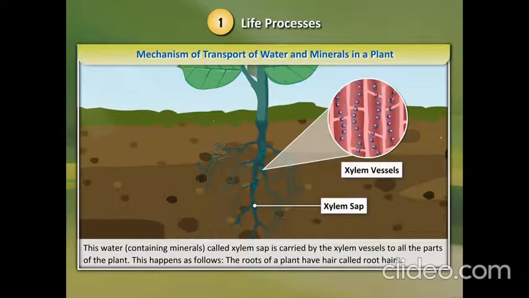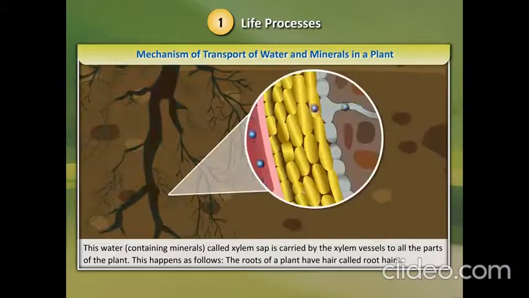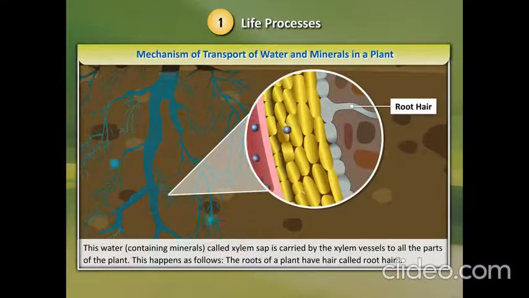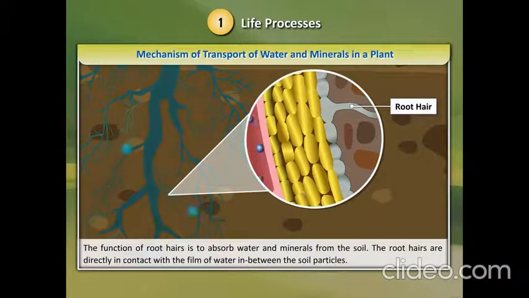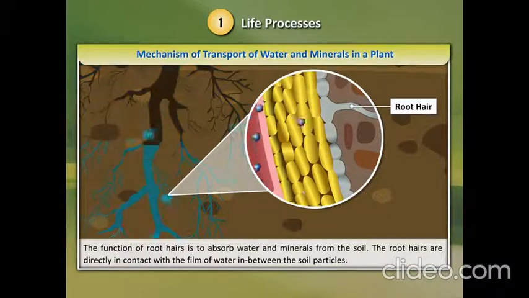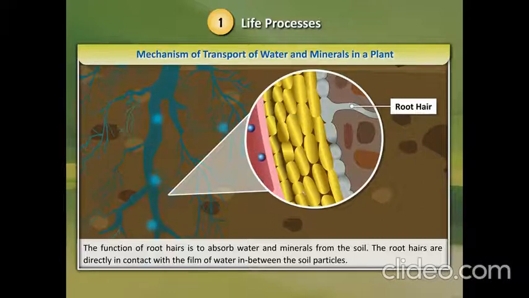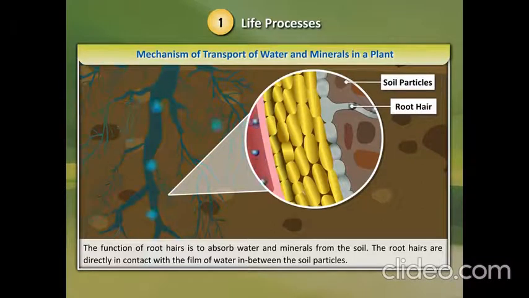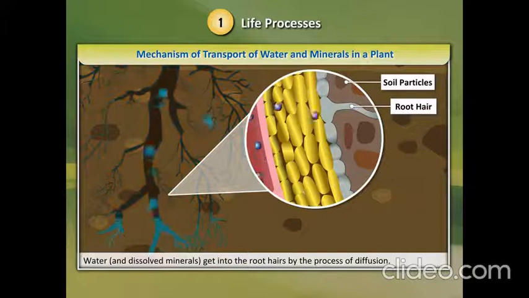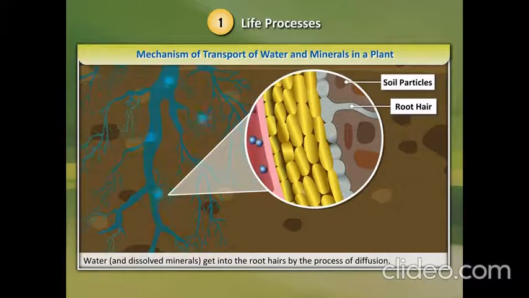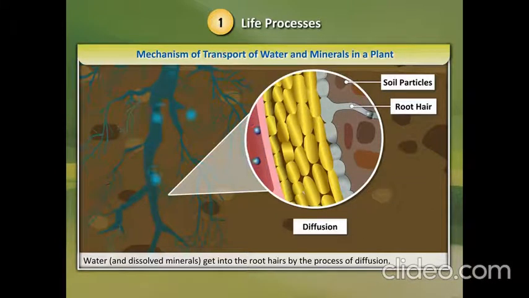This happens as follows. The roots of a plant have hair called root hairs. The function of root hairs is to absorb water and minerals from the soil. The root hairs are directly in contact with the film of water in between the soil particles. Water and dissolved minerals get into the root hairs by the process of diffusion.